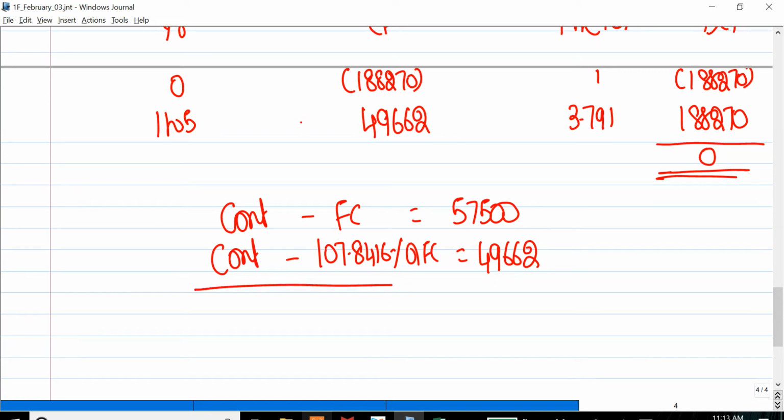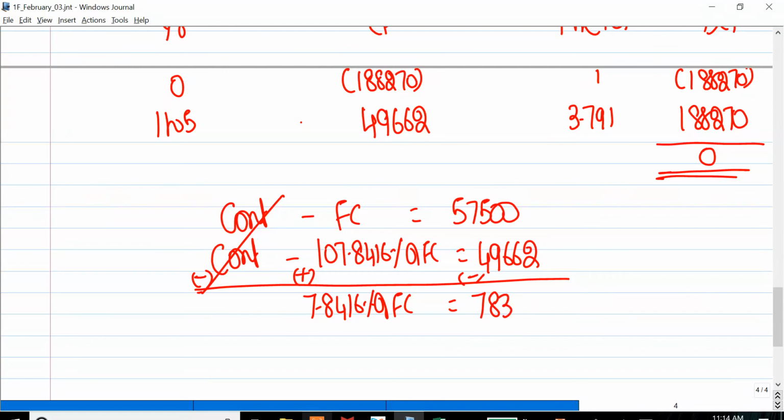Now you need not do all of this. I'll tell you a shorter way. This and this get cancelled. You will be left with 7.8416 percentage of fixed cost is equal to, what's the difference? 49,662, 7838. Now listen, I'm not going to tell you to do this.